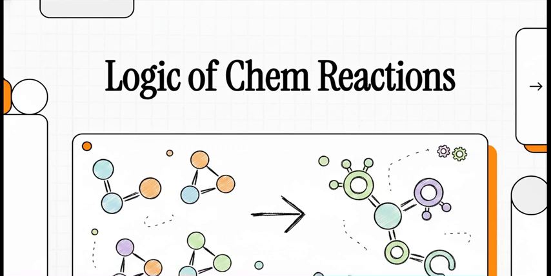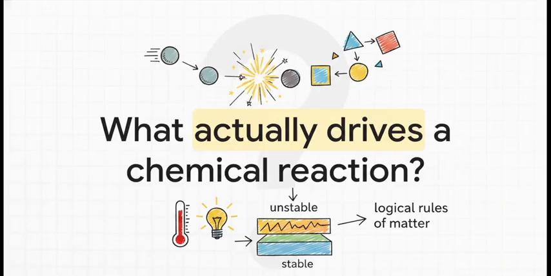It's a dance. But before we even try to memorize anything at all, we really have to ask ourselves, what actually drives a chemical reaction to happen in the first place? Like, why do two seemingly inert, boring substances suddenly transform into something completely new, with dazzling lights, or heat, or a sudden color change? Well, it all comes down to a fundamental set of logical rules that matter follows just to reach a more stable state.